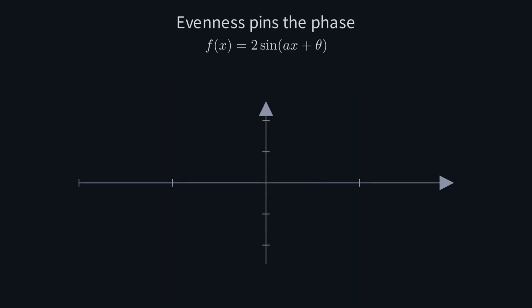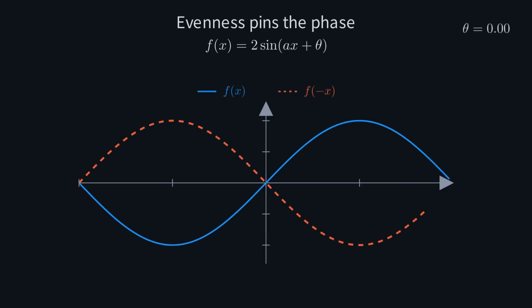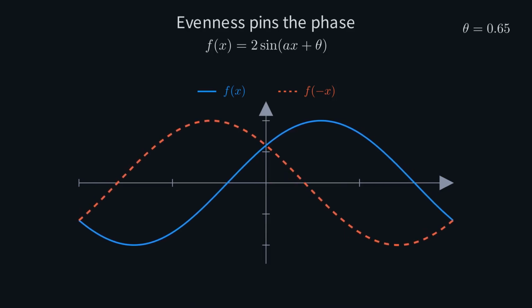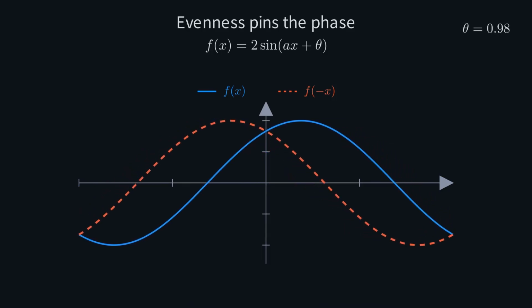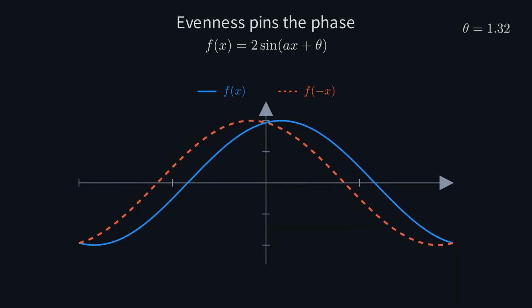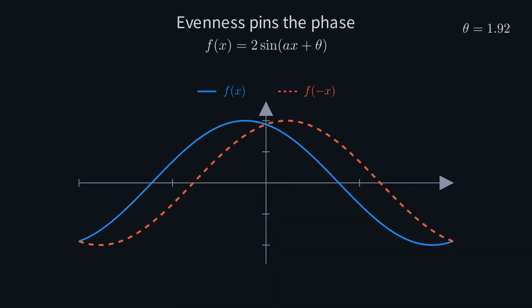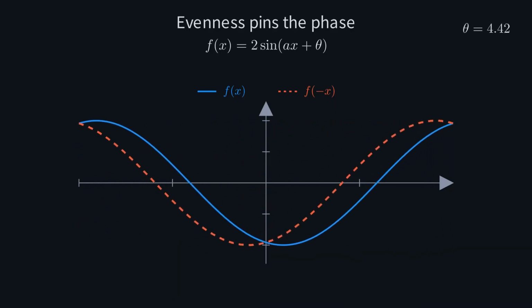Start with what even means. The graph must be unchanged when you reflect it across the y-axis. Here, f of x is the solid curve, and its mirror image, f of minus x, is dashed. Watch them as theta sweeps. At theta equal to pi over 2, the mirror lands exactly on the original. The function is even, and it happens again at 3 pi over 2.